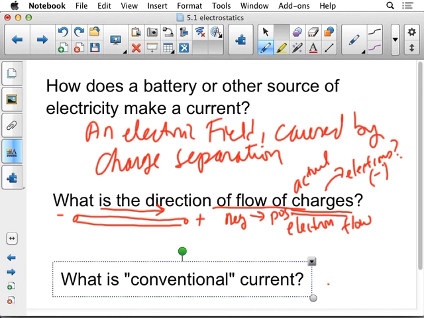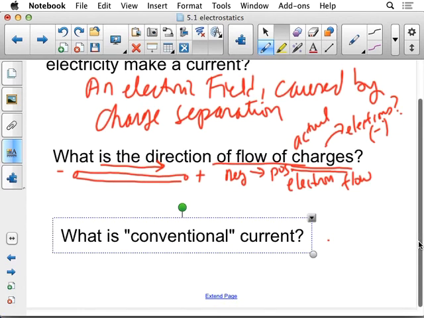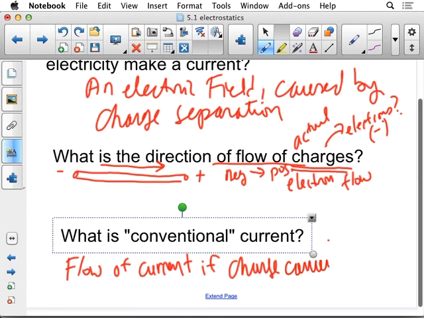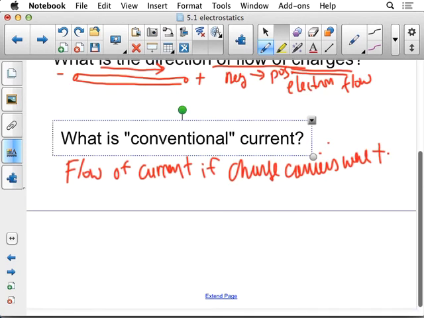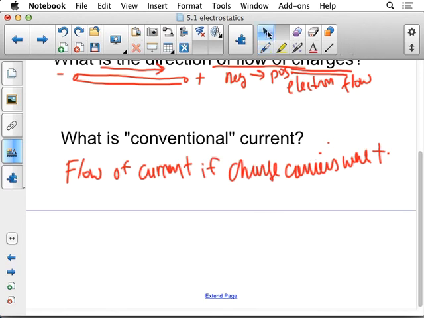So this developed what we call the so-called conventional current. Conventional current is the flow of current or charge if charge carriers were positive. That is to say, the conventional current is the current that we calculate with almost all of the time in electricity, and it presumes a positive charge flowing.